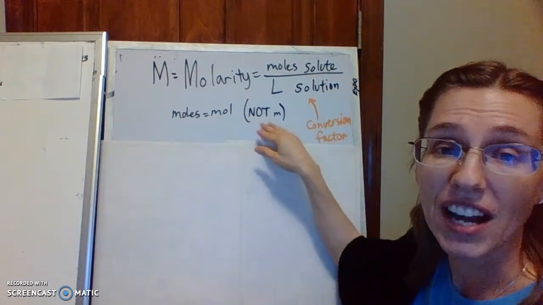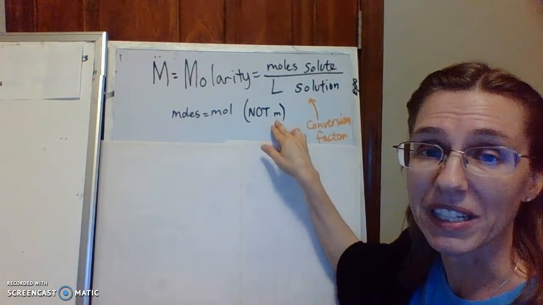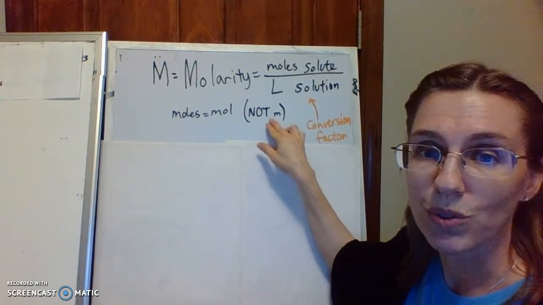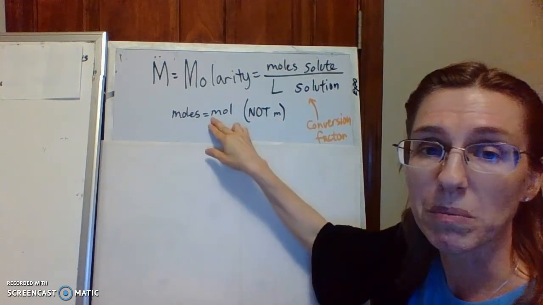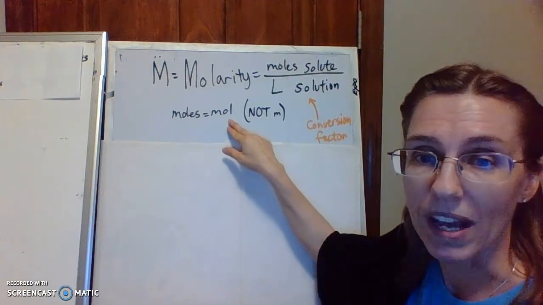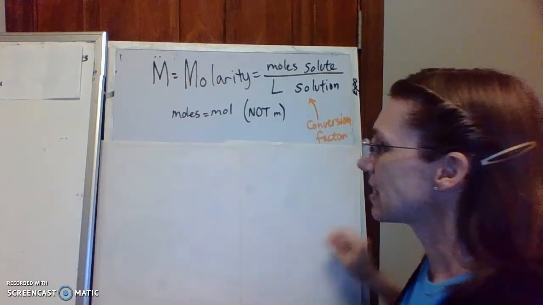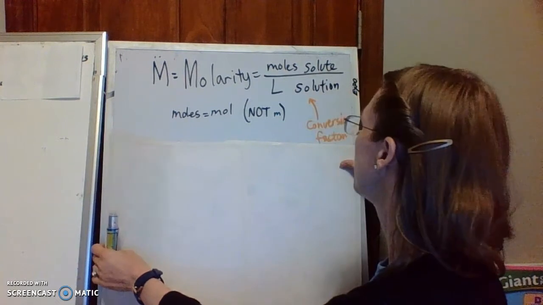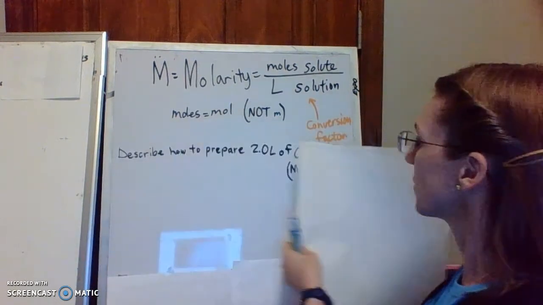One thing I want to point out, the abbreviation for moles is MOL. Okay? It is not M. Remember, M is meter. So don't use the M. Make sure if you mean moles, you write it out MOL. Okay? Let's see about using this new unit as a conversion factor. So let's work a problem.